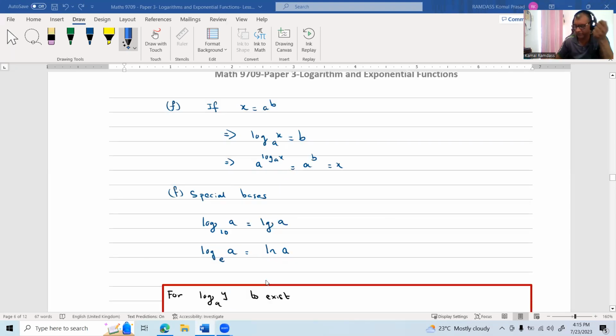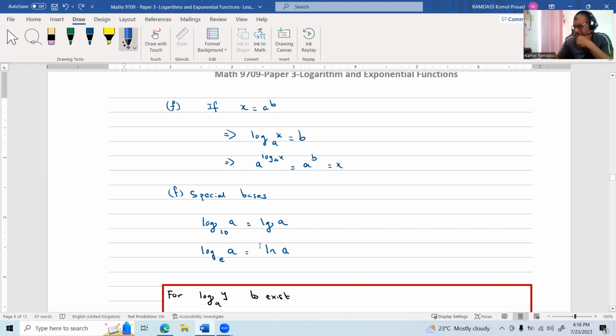Aussi, nous avons une autre relation là. If x is equal to a to the power of b, log de x base a is equal to b. OK? Et là, on peut dire que c'est la definition of logarithm. Et parce que b est égal à log de x base a, on remplace log de x base a here. On gagne a to the power of log de x base a, which is equal to a to the power of b, which is equal to x. On gagne cette relation là, is equal to x.